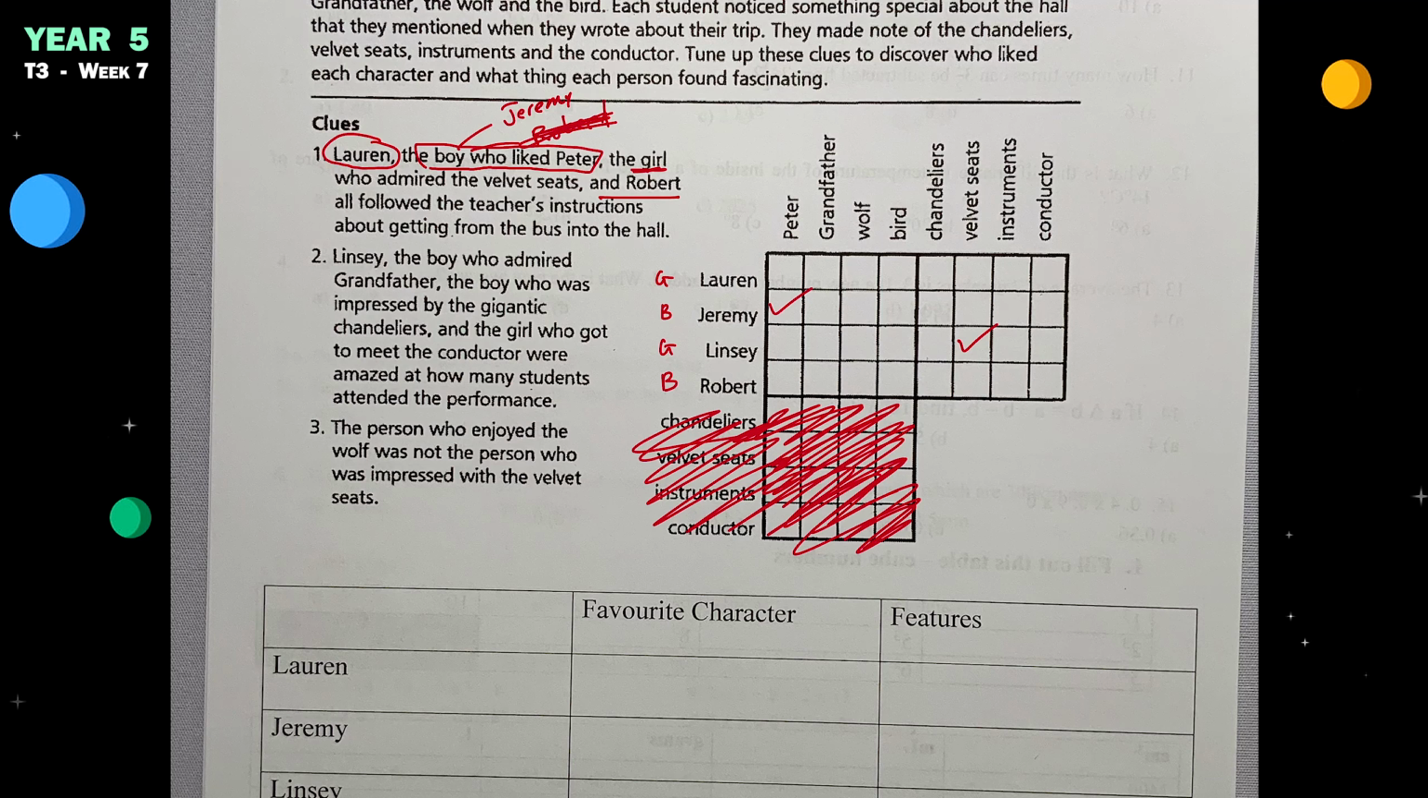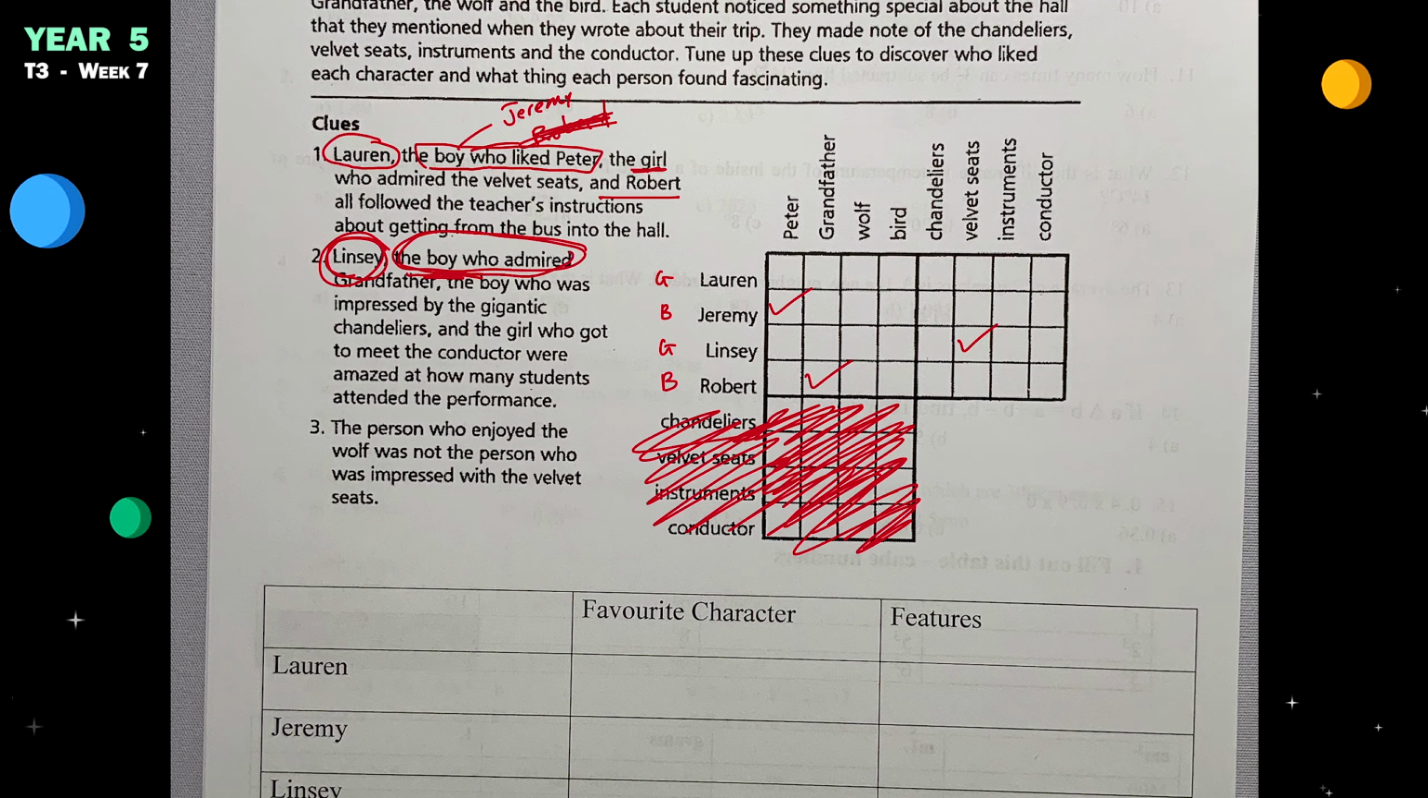Second one says Lindsay, the boy who admired the grandfather. So Lindsay is the first person to be listed. The boy who admired the grandfather can't be Jeremy, because Jeremy already admired Peter. So there's only two boys, and it must be the other one, which is Robert. That means Robert's the one that likes the grandfather. Lindsay is the first person, and the second person is Robert, because we just figured it out.